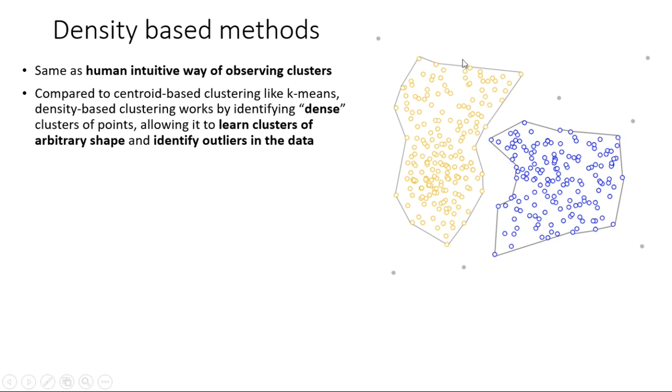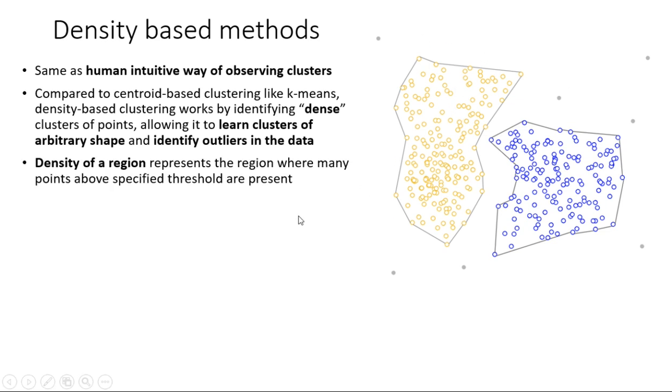Also the cluster shape need not be spherical. As you can see here, the shape of the cluster follows the yellow data points. So basically you have a very arbitrary shape, which is another advantage. Now density based methods, as the name itself says, do the clustering based upon how densely packed the data points are. So basically it's based on the concept of density of a region.